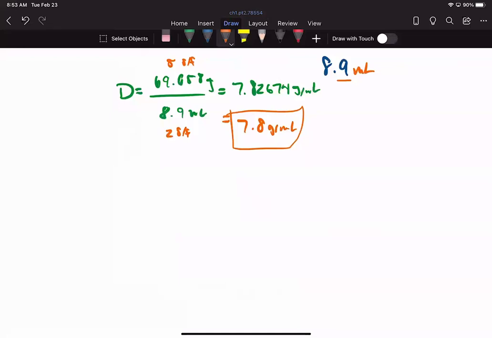So that's just an example. We already went over how to calculate density, but this is just an example to show you if we have to do mixed order, how we would go about solving that. So now going on to some terms, right? We have a couple more terms to learn.